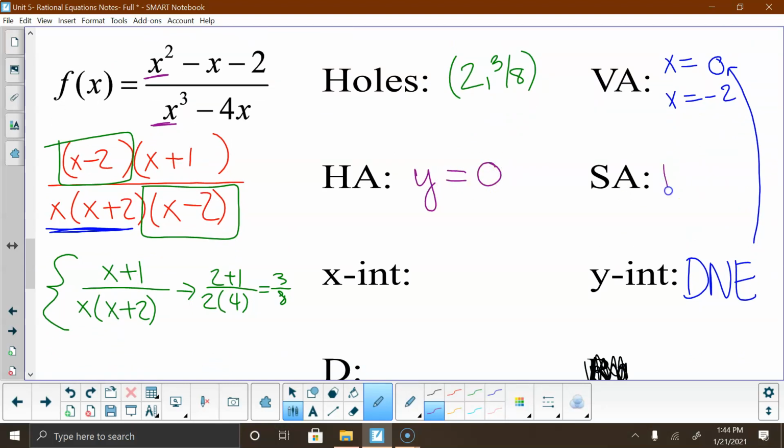If I have a horizontal, I do not have a slant. Cannot have both. Okay. Up next is X-Intercepts. To find X, I always tell students, look at whatever's left in your numerator. So what's the only other 0 I'm going to have in that numerator? Flip the sign. Remember, you're trying to set this equal to 0. So I've got negative 1.